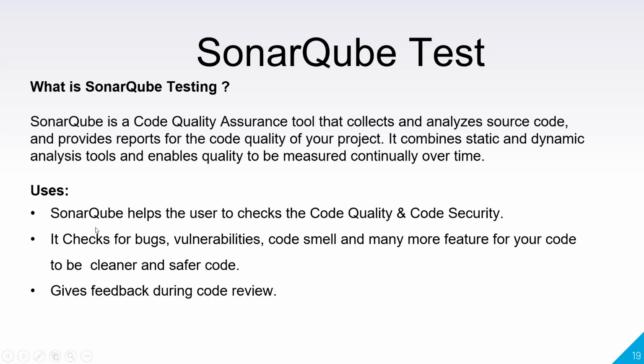So uses of SonarQube: it helps us to check the code quality and code security. SonarQube Test helps the user to get tested that the code is of good quality and has good security. It also checks for the bugs, vulnerabilities, code leakage, and many more things like that. It even gives feedback to the users who are checking on what went wrong in their codes, and the user can even rectify those errors. SonarQube is a place where the user can check for the purity of the codes, and it even helps them find the bugs, vulnerabilities, and other kinds of things.